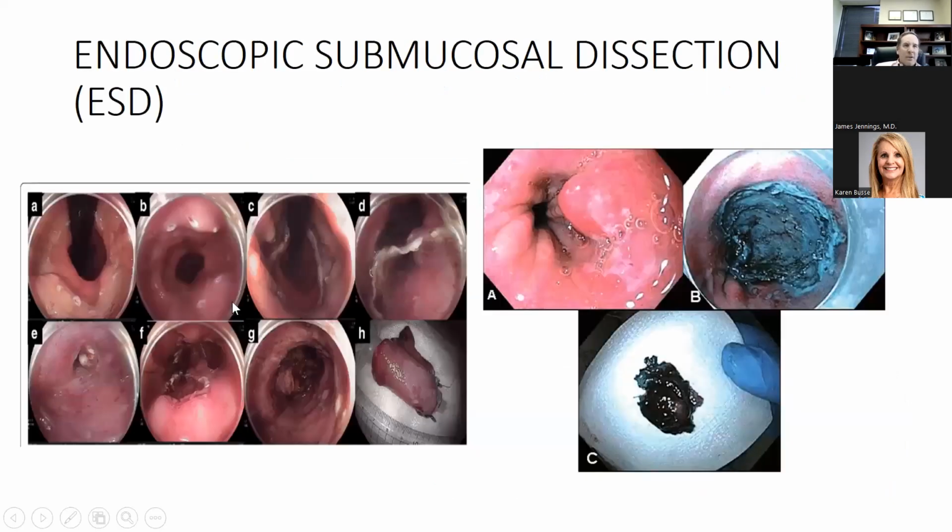Here's kind of what it looks like doing an ESD. You'll find the target lesion, you mark around it, and then basically lift it up and dissect it out, put it on the wax board. Again, this lesion here, we're going to mark around it, lift it up, dissect it out, put it down, and send off to our pathologist.